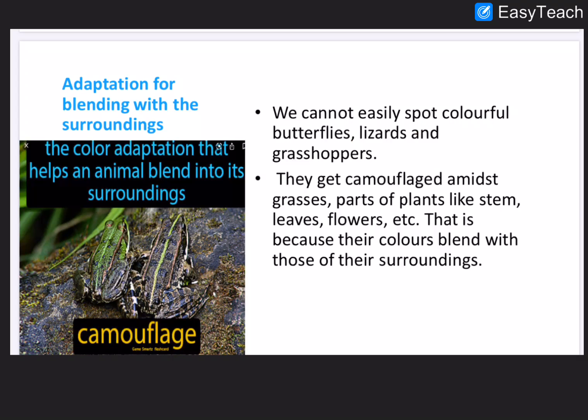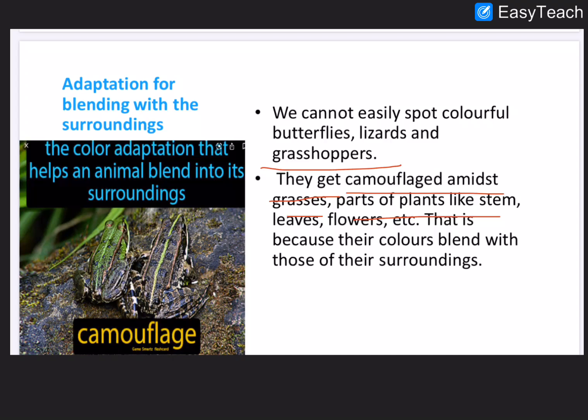We cannot easily spot colorful butterflies, lizards and grasshoppers. Colorful butterflies which look almost similar to their surrounding, like brown in color, we cannot easily spot them. Also lizards and grasshoppers. When the grasshopper sits in between plants and leaves, it is very hard to identify the grasshopper. So they get camouflaged amidst grasses, parts of plants like stem.